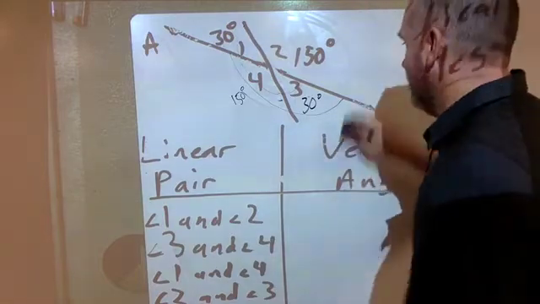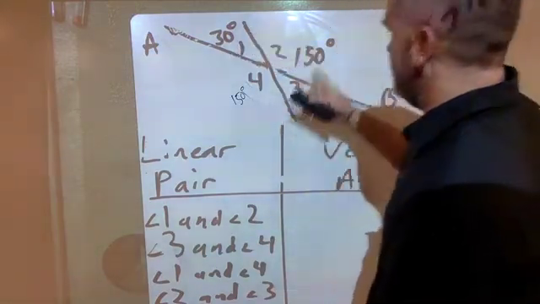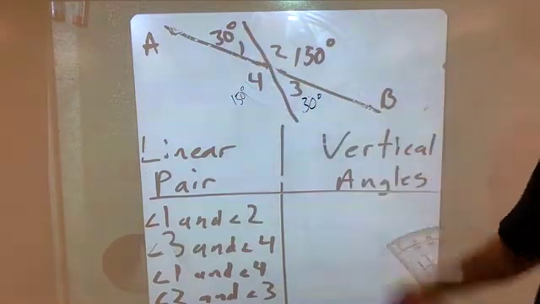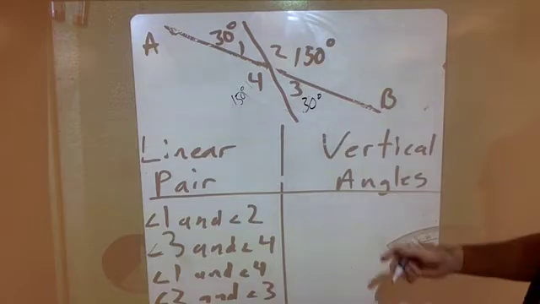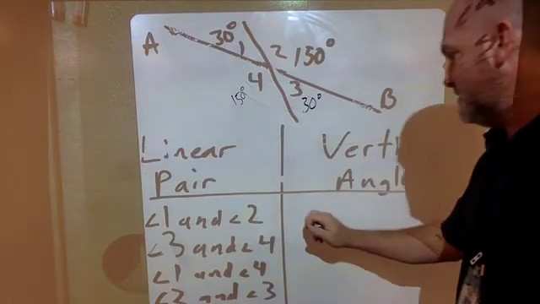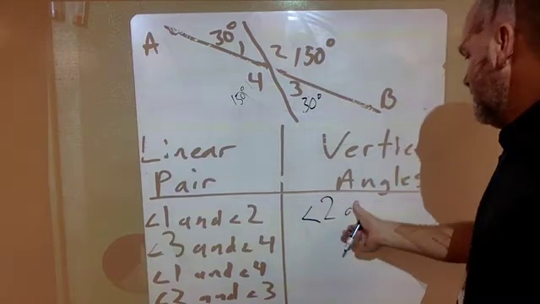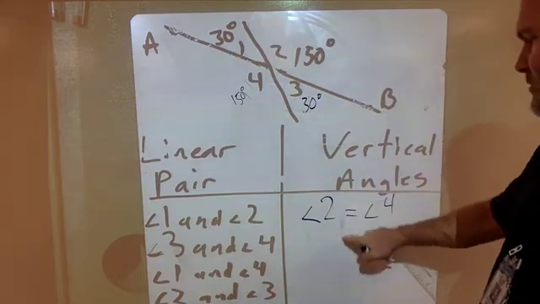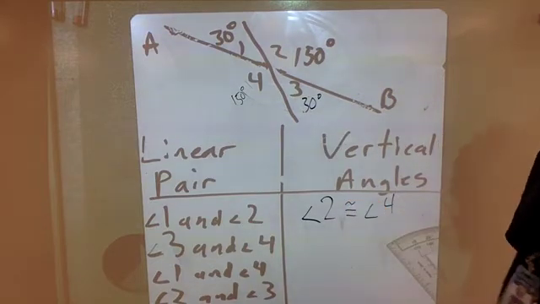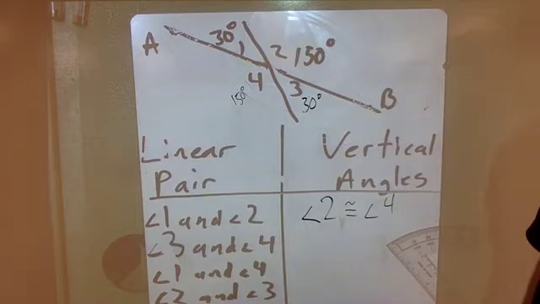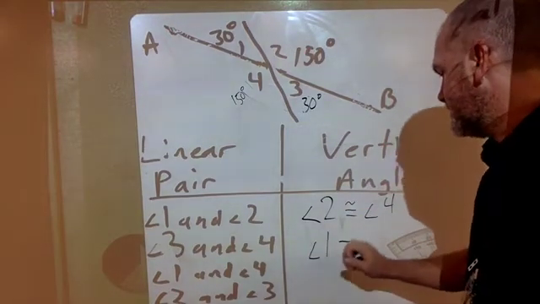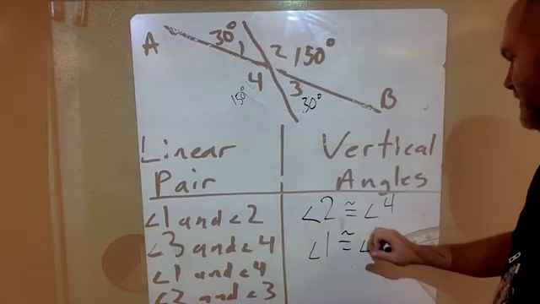So look at what we did there. We filled in all of our angle measures, and the ones across from each other are equal to each other. That's vertical angles. So there's only 2 correct answers for vertical angles here, and that's angle 2 is equal to angle 4, but we don't use the symbol equal. We put a little squiggle above it, and that's called congruent, and it basically means the same thing as equal, just fancy because we're fancy now. So 2 is congruent to 4, and 1 is congruent to 3.